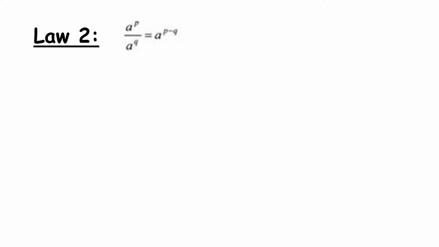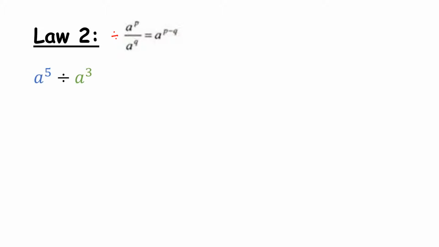So now let's take a look at law 2. So law 2 is about division. Just as a reminder, anything that's written as a fraction can also be rewritten as division. We're going to focus on it as division just for a minute, and then we'll go back to using the fraction notation. So a to the power of p divided by a to the power of q is equal to a to the power of p minus q. So we're subtracting the powers. Again, notice that we have two a's or two base numbers on that left hand side.